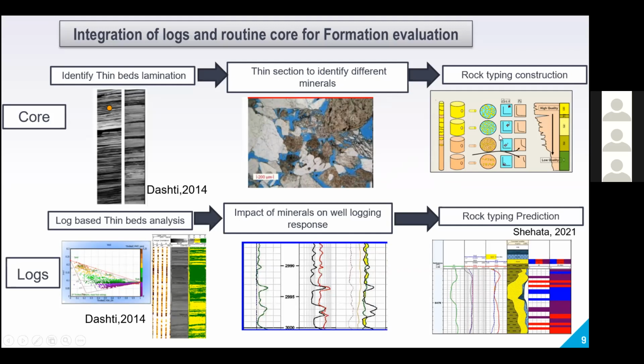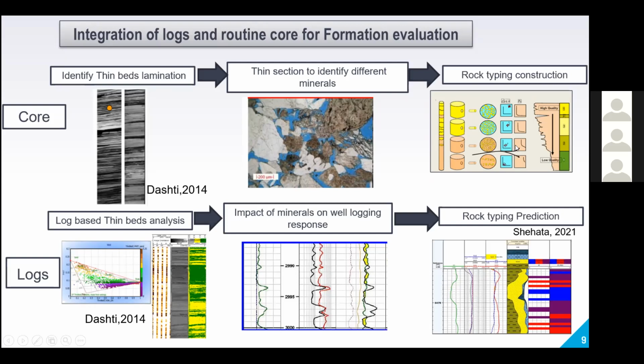The last and important part about the conventional core data with the logs is construction of rock types. You will construct your rock types based on several methodologies like reservoir quality index relation with normalized porosity index, flow zone indicator histograms, Lorenz plots, Winland plot. All of these plots are used to construct the rock types in the cored well. The challenge is how to construct the rock types in the uncored wells.